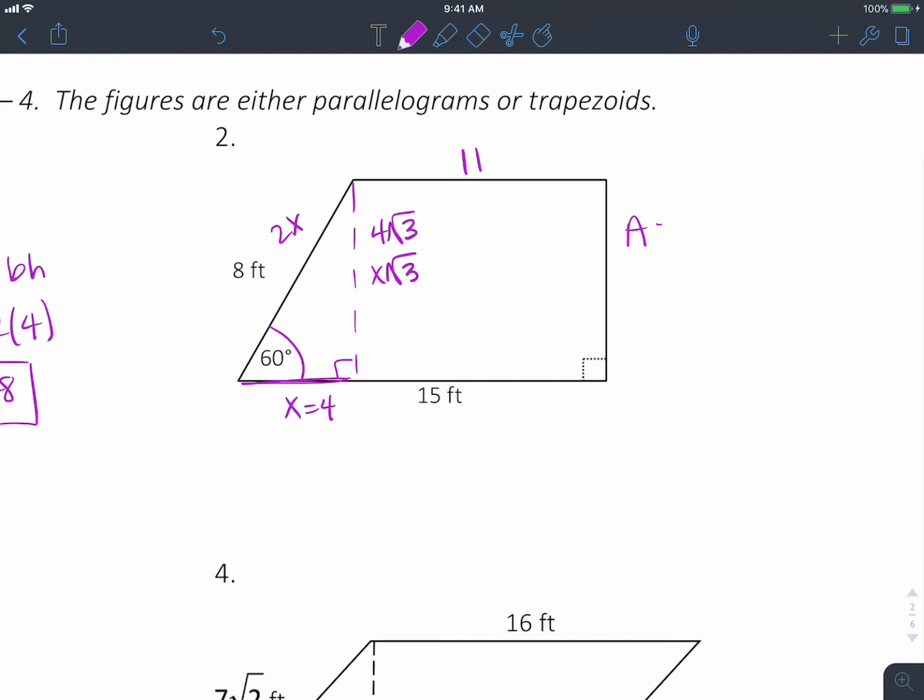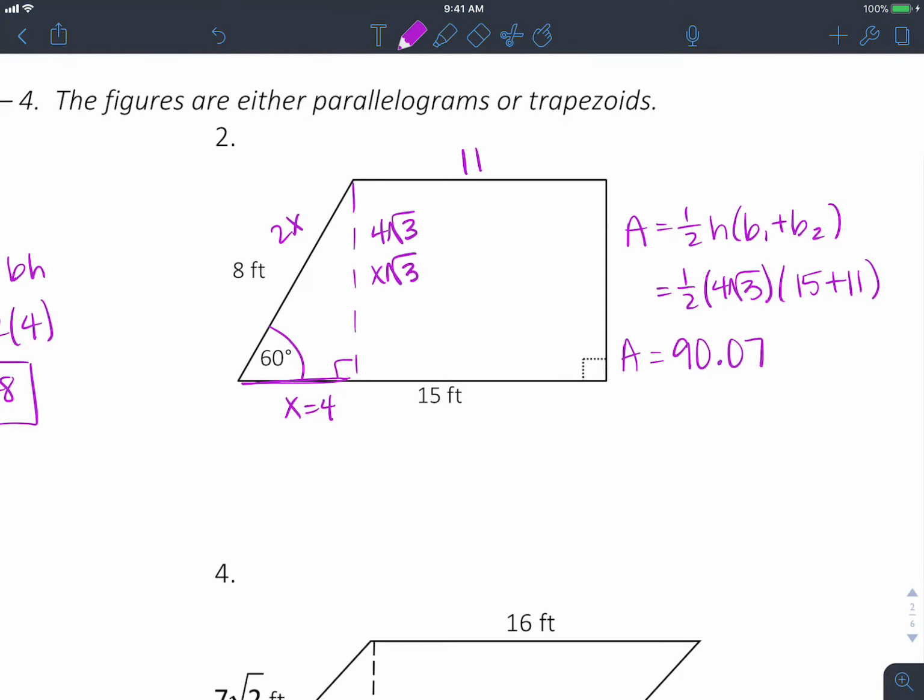So we're going to get 1/2 height times base 1 plus base 2. So 1/2, our height is 4 root 3. Base 1 is 15. Base 2 is 11. So then when we go ahead and multiply all of that out, our total area comes to be 90.07.